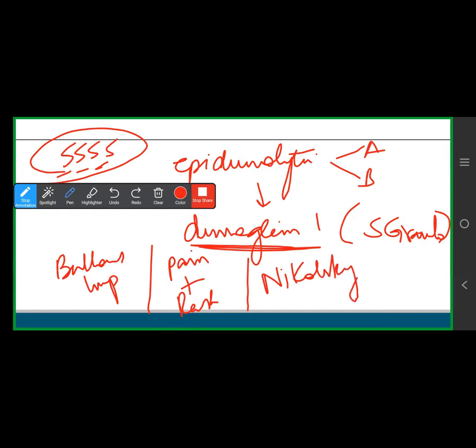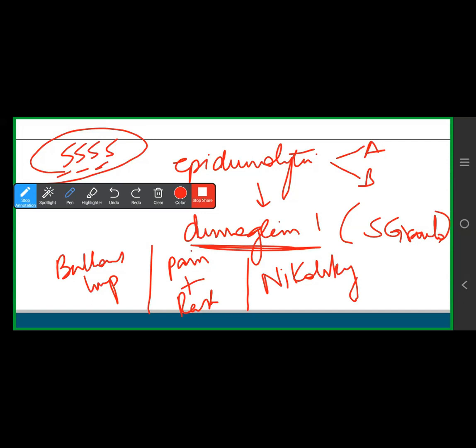So now if a patient is having epidermolytic toxins A and B, which are against your desmoglein 1 in the stratum granulosum, which is basically seen with bullous impetigo as a presentation, Nikolsky sign, or pain associated with the skin rash, all these are clues for staphylococcal scalded skin syndrome, which is an exfoliative toxin.